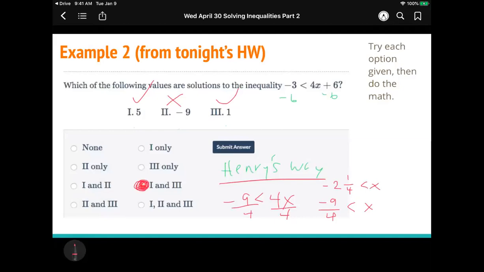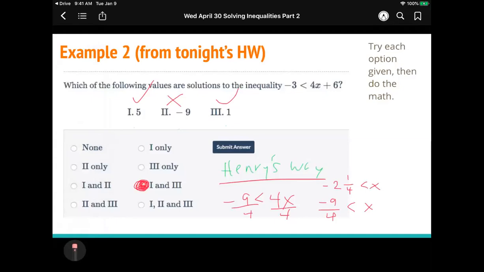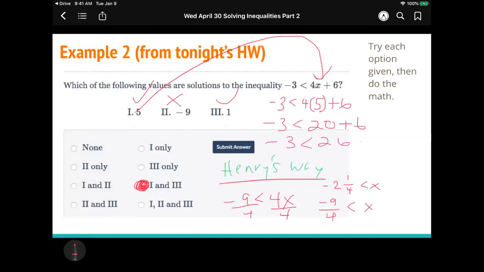The way I was thinking about this as we first start out this process of just thinking about solutions is you could plug in the number. So I'm going to do this just for 5. I could say -3 is less than 4 times 5 plus 6. So I took the 5 and I put it in for x. So I have -3 is less than 20 plus 6. So -3 is less than 26. And that's true. So I'd say, oh yeah, that one works.